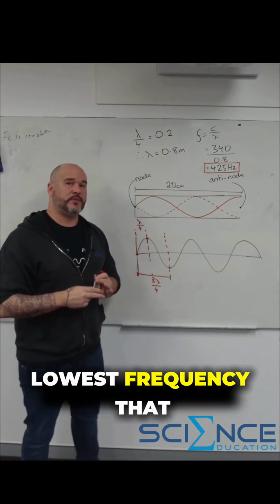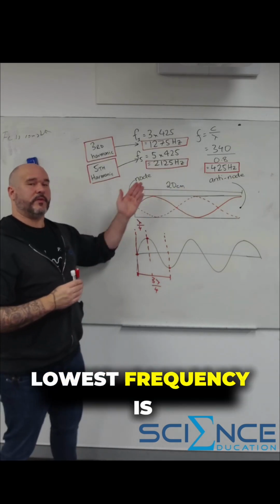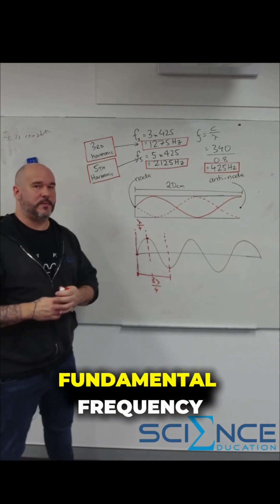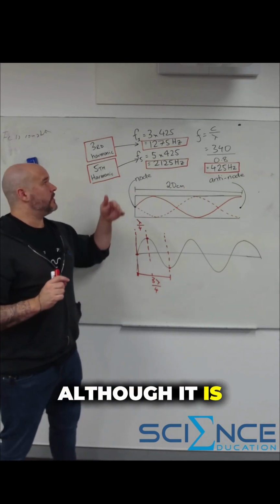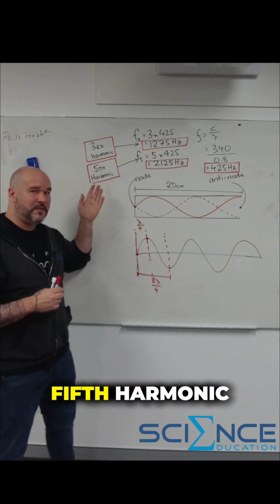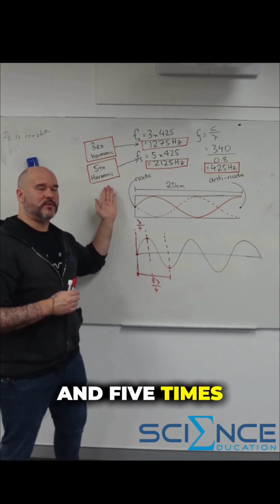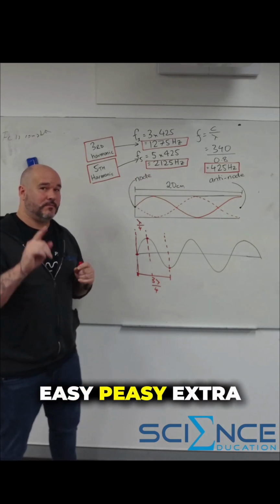So the second lowest frequency that can be set up in our little test tube is 3 times this value. And the third lowest frequency is 5 times the fundamental frequency. Do keep in mind, although it is the second and the third lowest frequencies, it's actually the third and the fifth harmonic, because it is 3 times the fundamental and 5 times the fundamental. Easy peasy, extra marks for you.